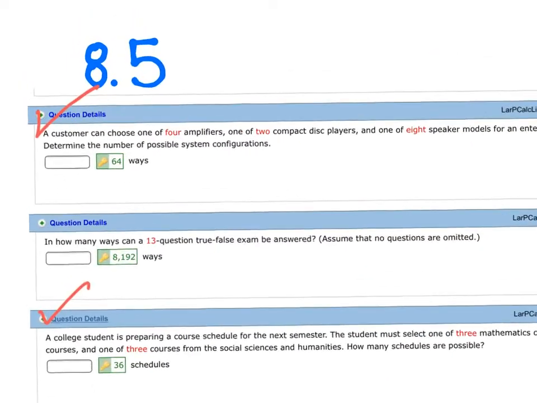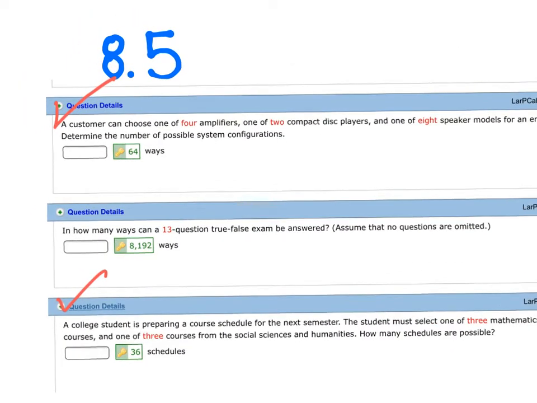Like in this first one, you can have 4 different amplifiers, 2 CD players, and 8 speaker modes. All you do is take each category, however many choices are in each, and multiply them together. So 4 times 2 is 8, 8 times 8 is 64. That's how they got 64 different ways. Do you see the type of question I'm talking about?